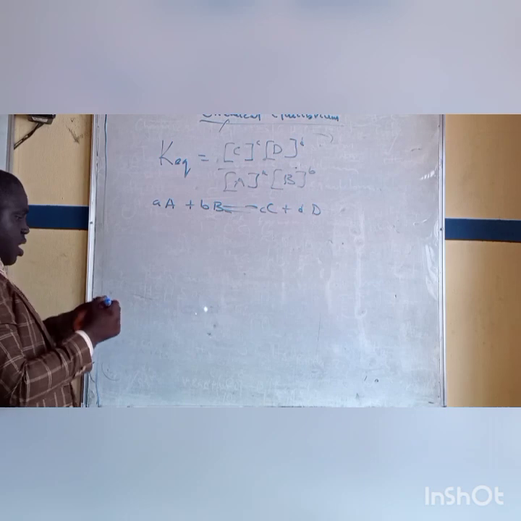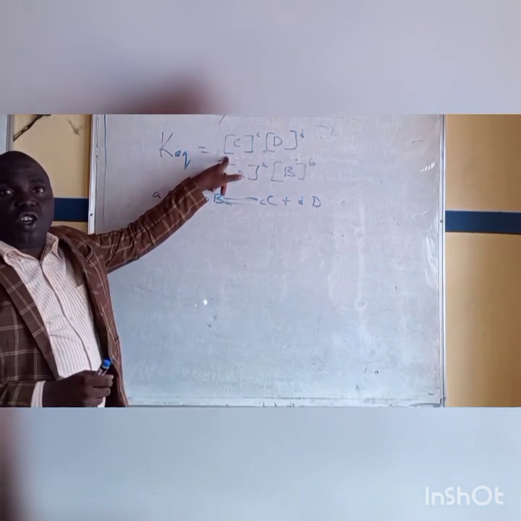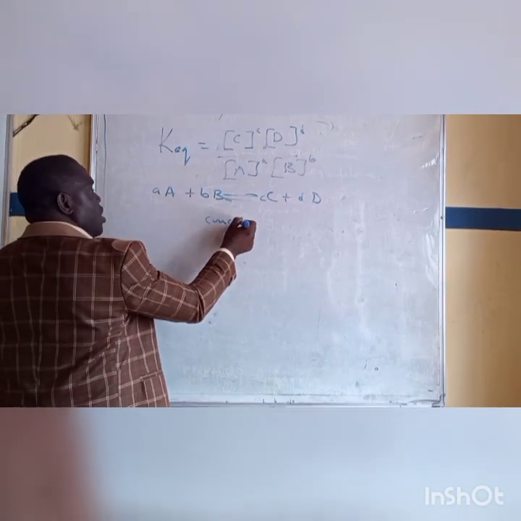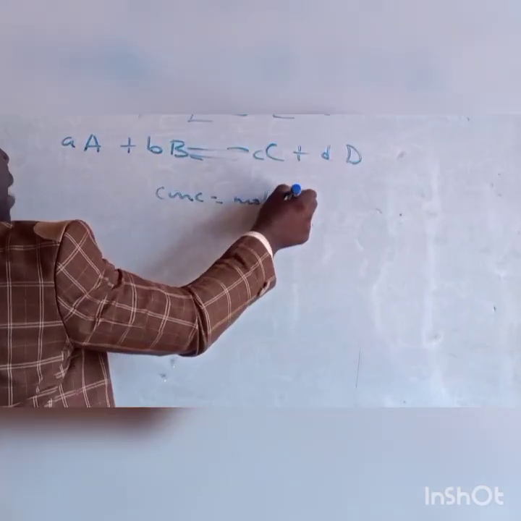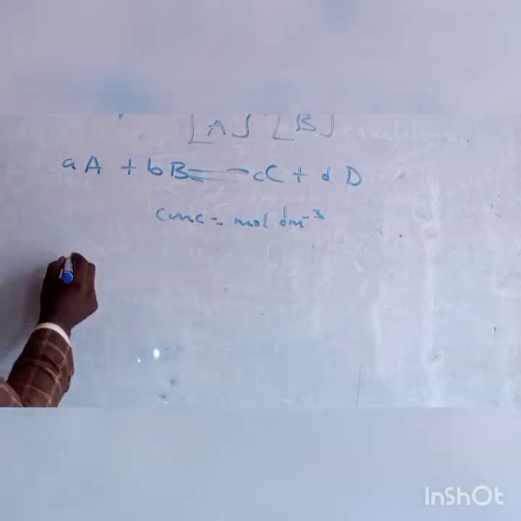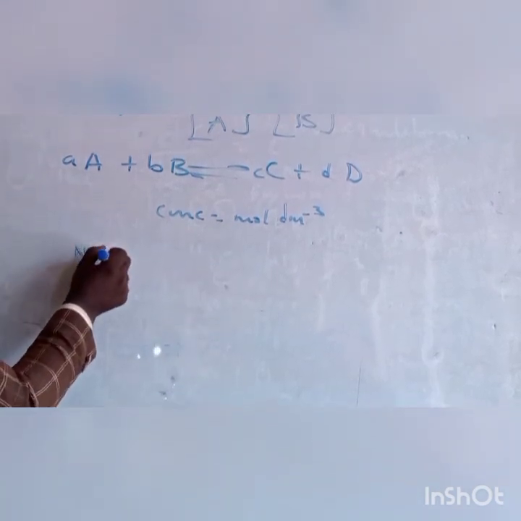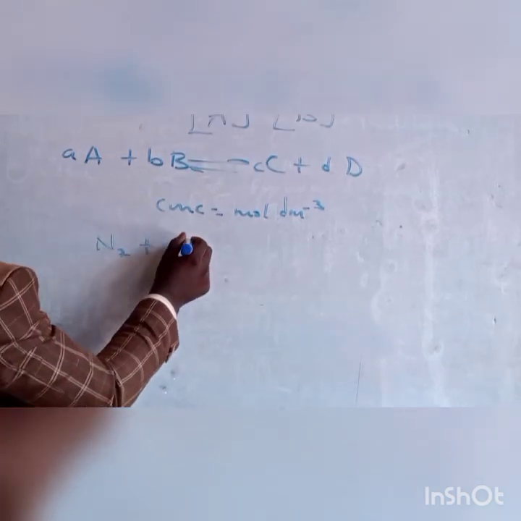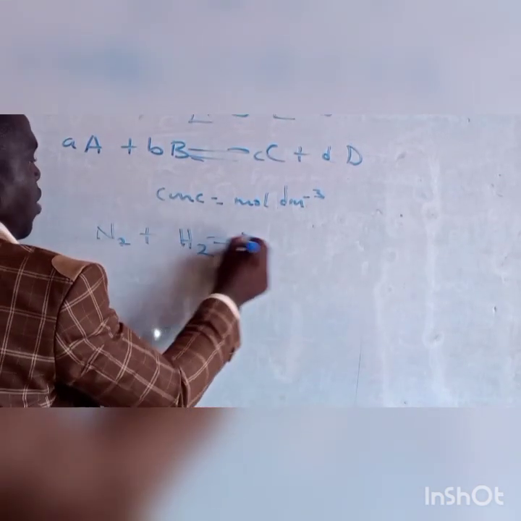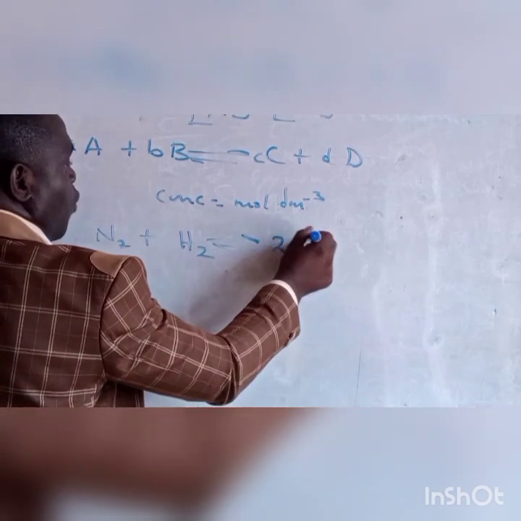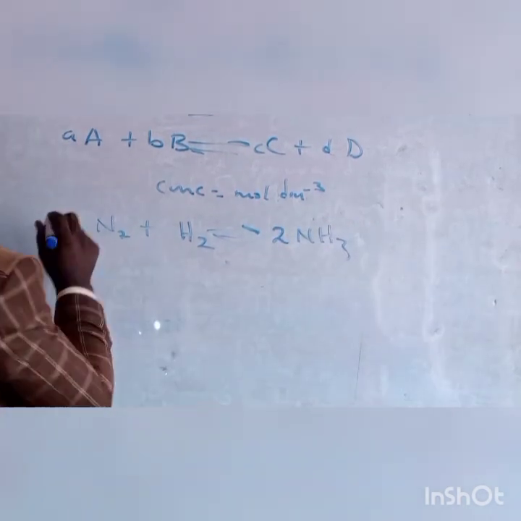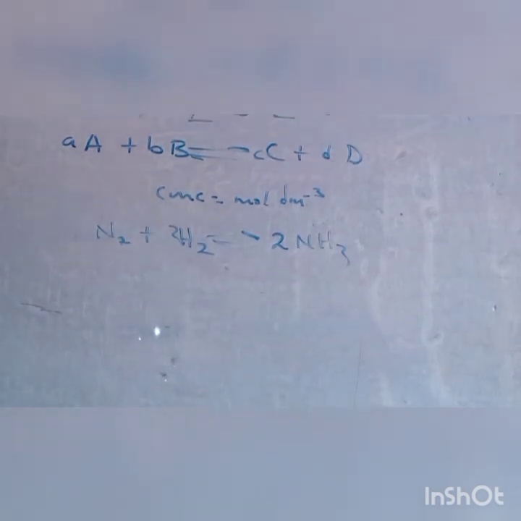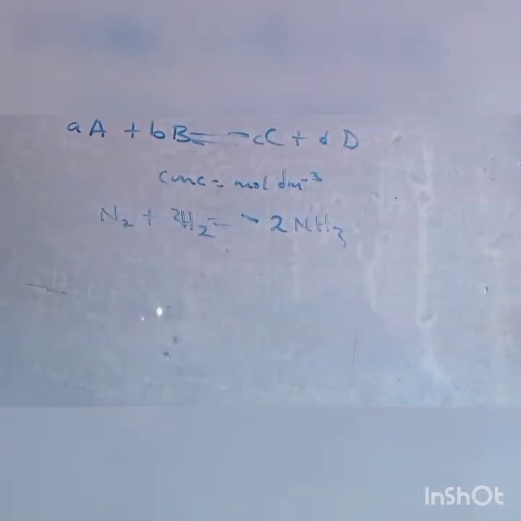Now it should be noted that what you have here is not just a bracket, it's concentration. And concentration is given in mole per dm cube. For example, let's look at the Haber process of ammonia, the preparation of ammonia, and look at this reaction.